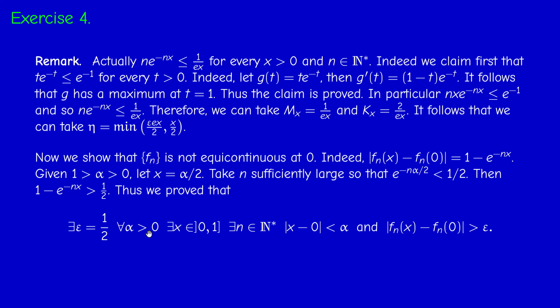It doesn't really matter. So for every alpha, we can find x, which is alpha over 2 in (0, 1). And we can find an integer n. Actually, there are infinitely many integers. Okay, just take one of them, such that now we have |x minus 0| is just the absolute value of x, which is alpha over 2, and it's less than alpha. And the distance between their images under this fn is bigger than epsilon. So this negates the condition of equicontinuity at 0. Okay. So this concludes exercise 4 and this video.